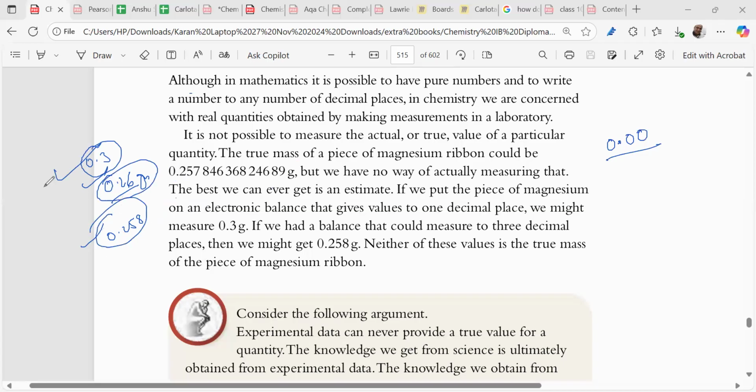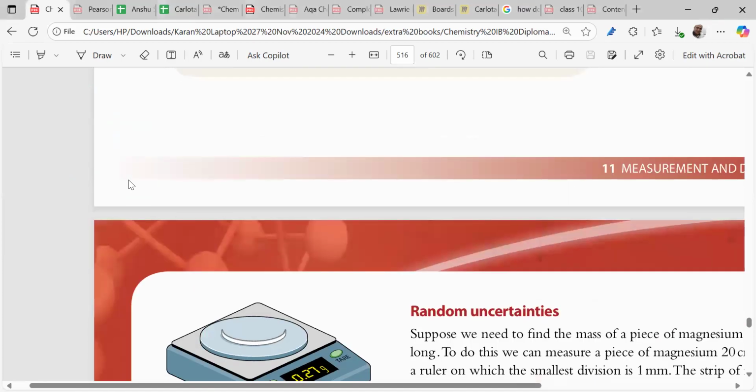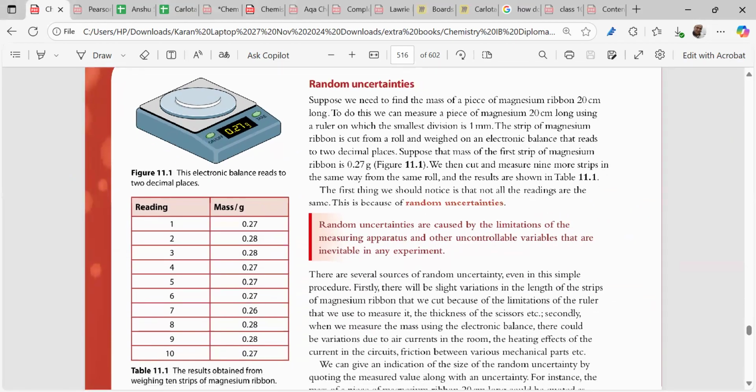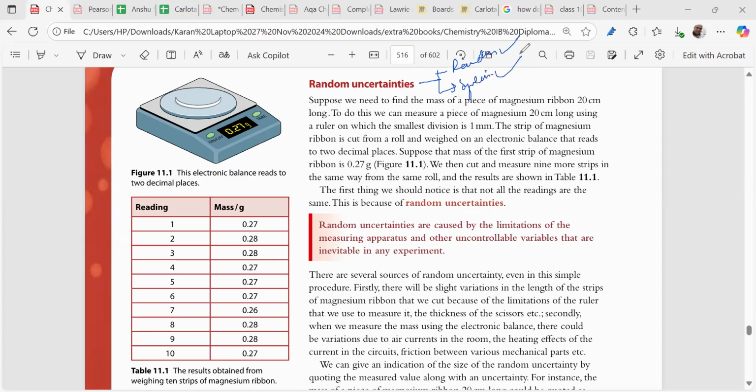We can represent the inability of the machine by putting in a factor of uncertainty, showing how much uncertainty the machine has. That concept is called uncertainty. Now, uncertainties can be of two types. One type is called random uncertainty, and the other is called systematic uncertainty.